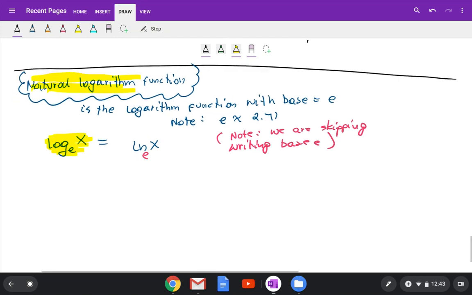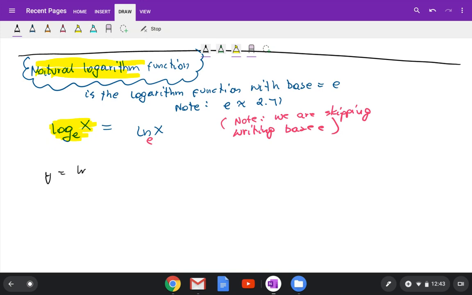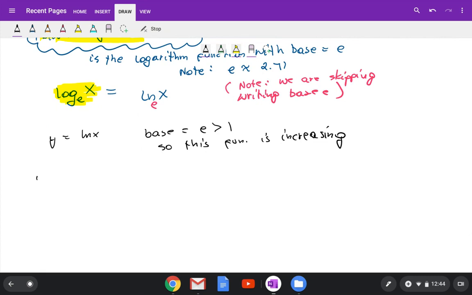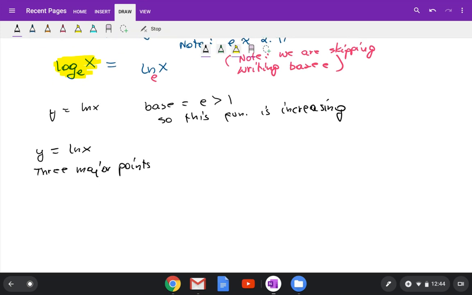So ln of x is the same as logarithm base e of x. This function, y equals ln of x, don't forget that base is equal to e, and e is greater than 1, so this function is increasing. How do you graph it? To graph y equals ln of x, I'm going to graph with 3 major points.